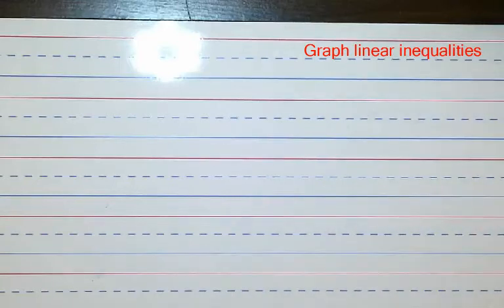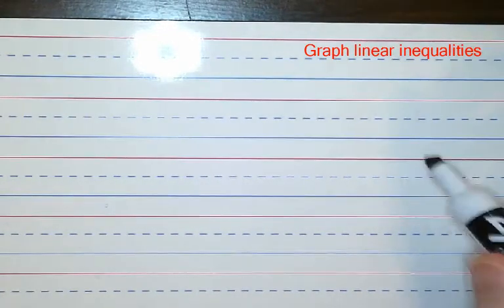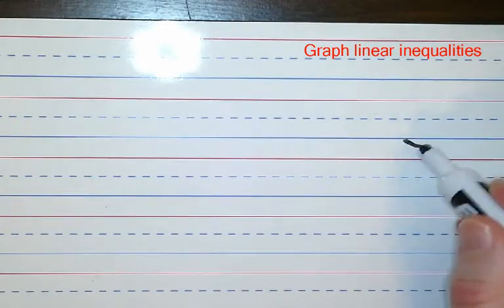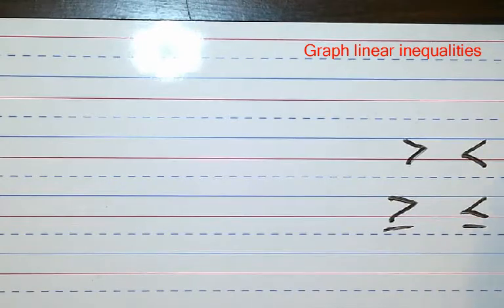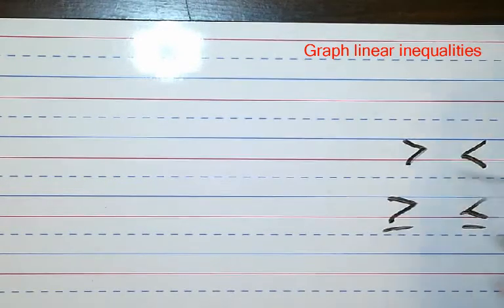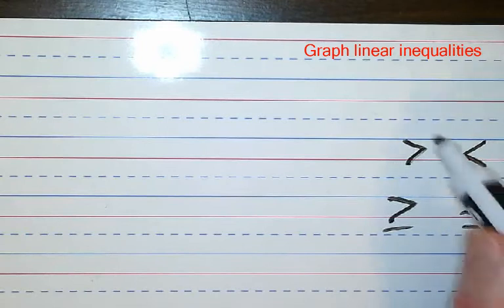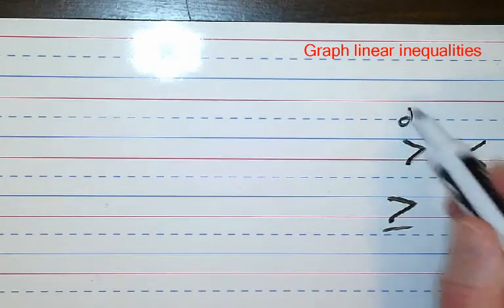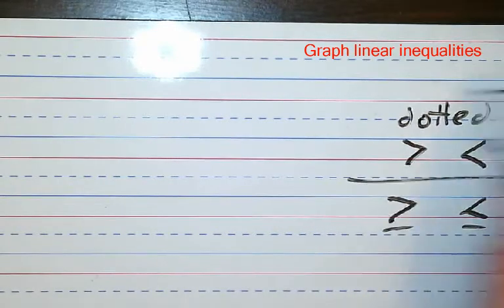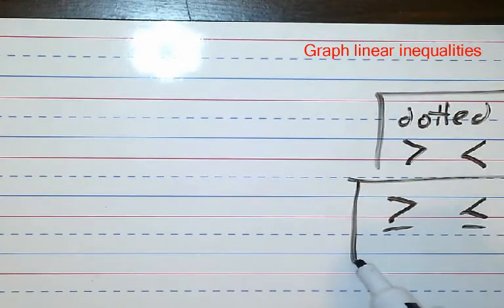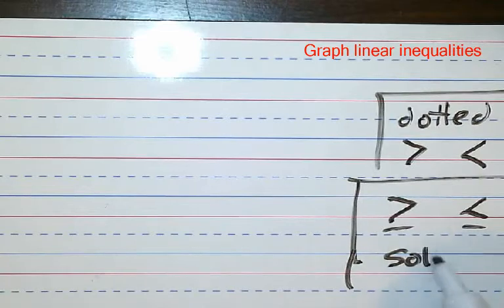Okay, we are going to be graphing linear inequalities. What does that mean? Well, inequalities means this could be less than, could be any of these guys, right? So when we graph, these guys are going to be dotted lines, and these guys are going to be solid.